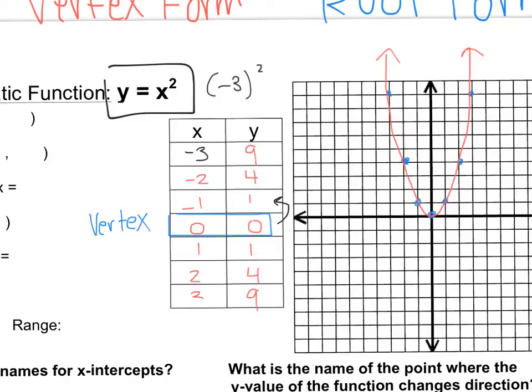From 0 to 1, I'm adding a 1. Now from 1 to 4, I'm going up 3. And then from 4 to 9, I'm going up how much? 5. So every single time I have a quadratic function, once I know what the vertex is, I know then the pattern is going to be 1, 3, 5, 7, and so on. So all the odd numbers. And this is the case if a is equal to 1.